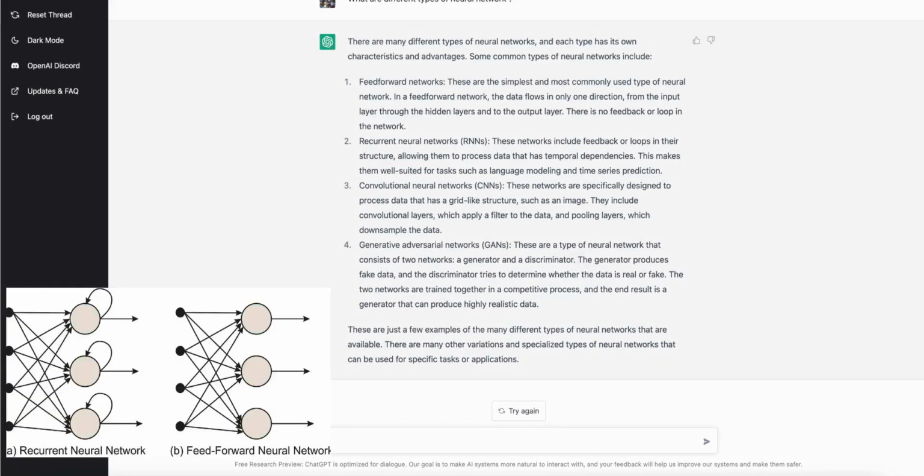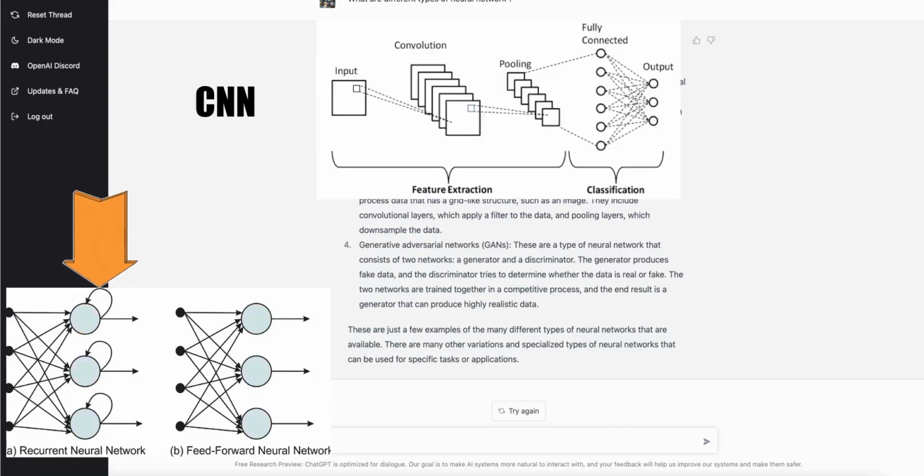In feed-forward, the data flows in only one direction, from the input layer through the hidden layers and to the output layer. There is no feedback or loop in the network. Recurrent neural networks: these networks include feedback or loops in their structure, allowing them to process data that has temporal dependencies. Convolutional neural networks: they include convolutional layers for image tasks mostly, which apply a filter to the data, and pooling layers, which downsample the data. Generative adversarial networks: these are a type of neural network that consists of two networks, a generator and a discriminator.